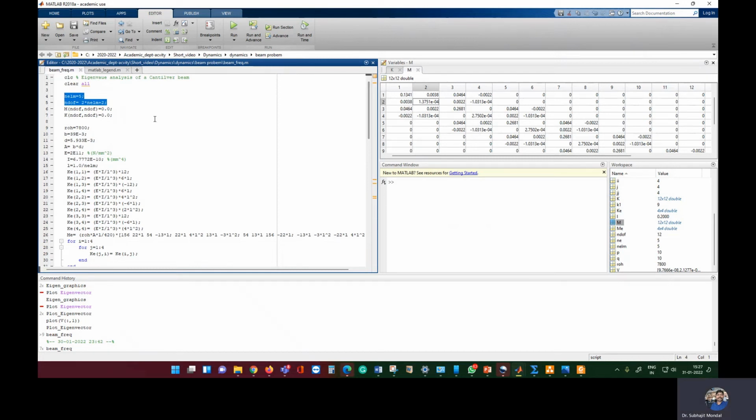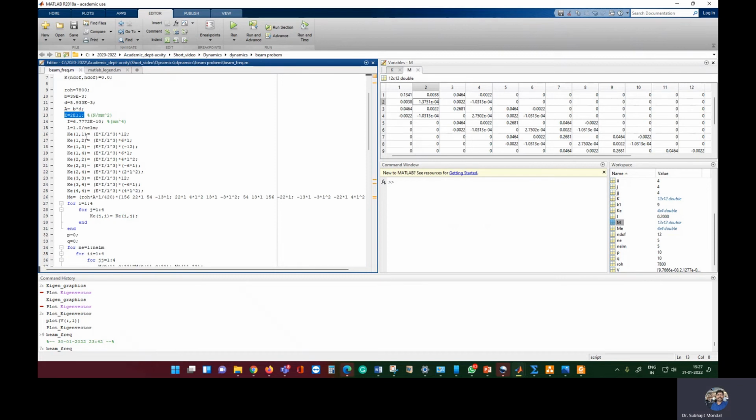Below this section, we have defined the properties: material property and some geometry. Material property means rho and E value, and geometry is basically B, D, and A. That's what we have obtained. Now we have considered a length of 1 meter.